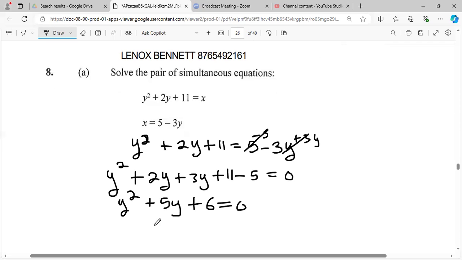Alright, so we're going to factorize. I'm going to try to see if it can factorize. So we have y times 6y, which is 6y squared. So basically, I'm going to see if we can get 5y. So you list the factors of 6, which is 1 times 6 and 2 times 3.